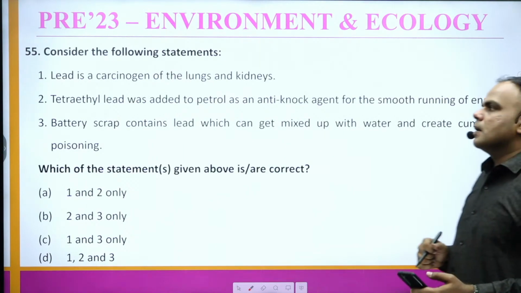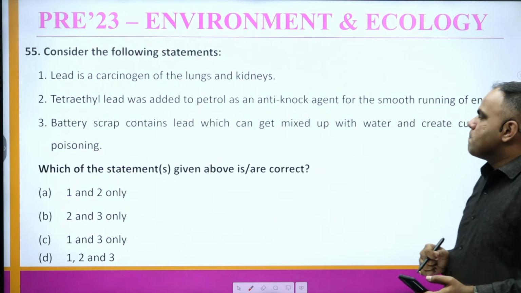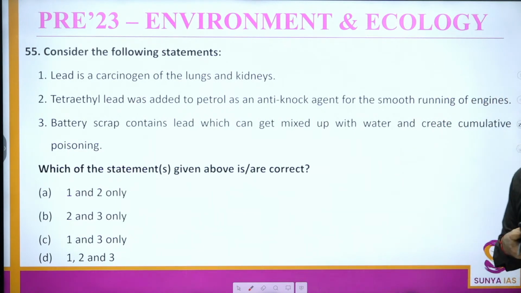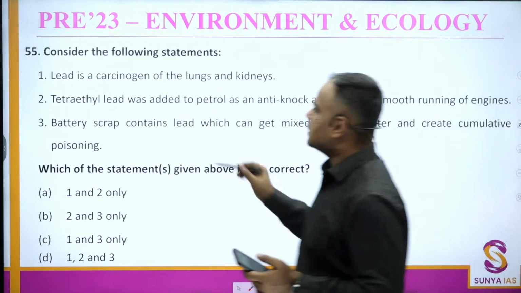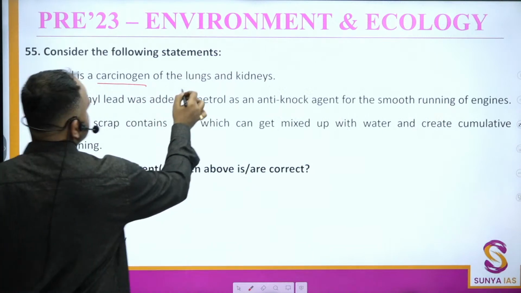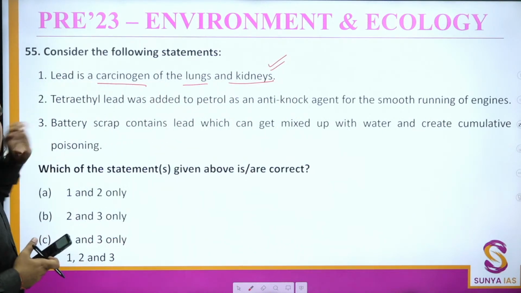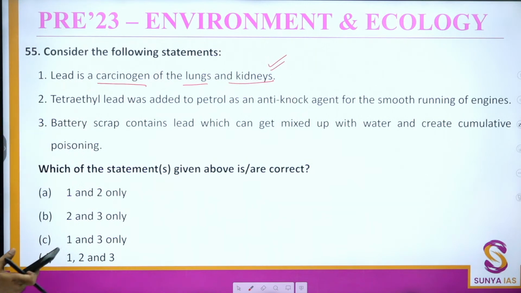Right. Next question. Lead is a carcinogen. Okay, what is a carcinogen? It basically means it can cause cancer. Okay, so lead can cause cancers of the lungs and the kidneys. True. Okay. Tetraethyl lead was added to petrol as an anti-knock agent.